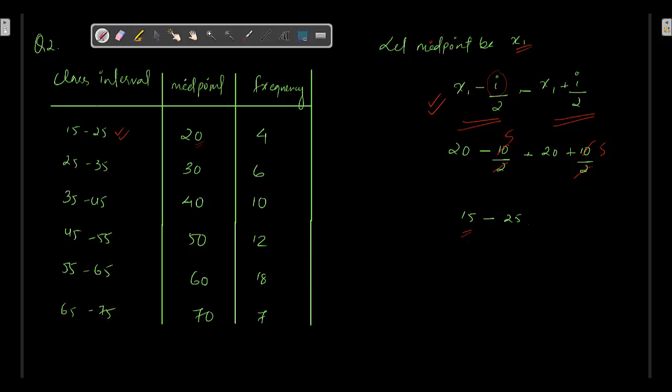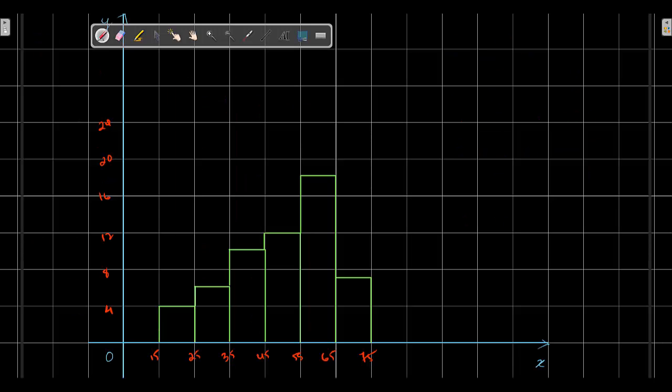Now you have the class interval and also the frequency. So now you can make a histogram. Let's go ahead and make the histogram for question number 2. Even here, I've already prepared the histogram in advance.